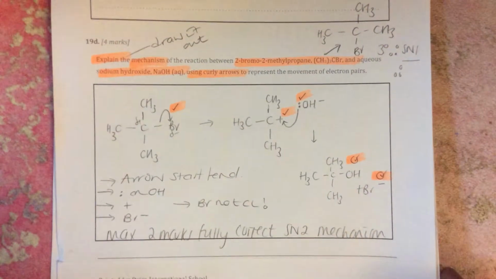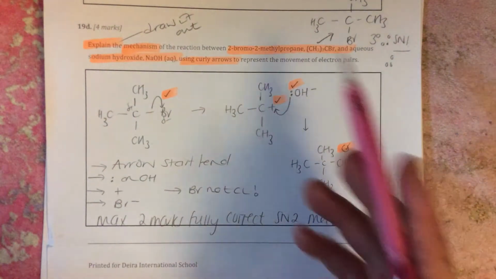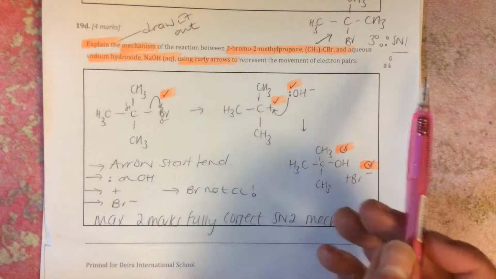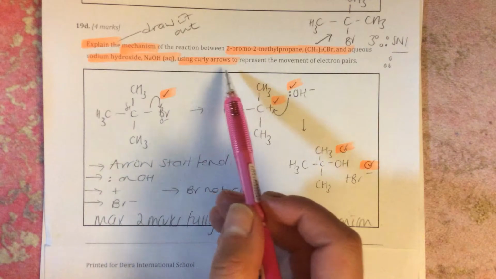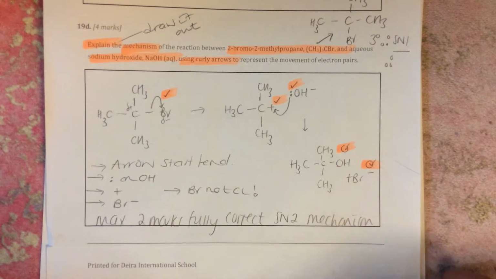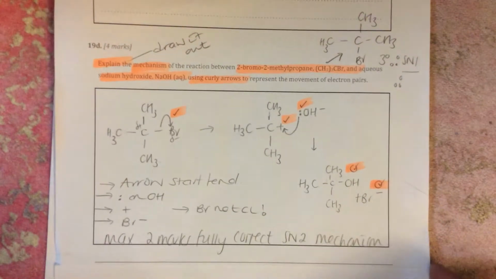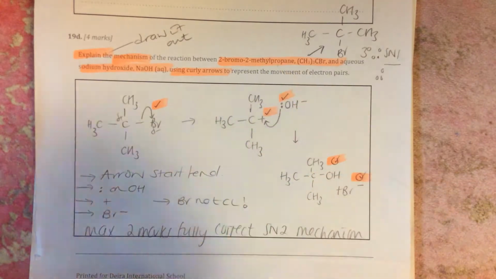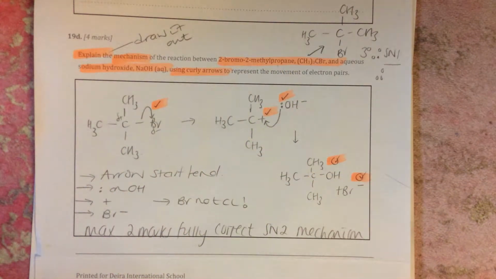19D, explain the mechanism of the reaction between 2-bromo-2-methylpropane and sodium hydroxide using curly arrows. Before you do anything to do with mechanisms that are nucleophilic, you need to make sure that you've figured out if it's an SN1 or an SN2 mechanism, and the way to do that is to draw out the structure that you are doing the nucleophilic substitution upon.